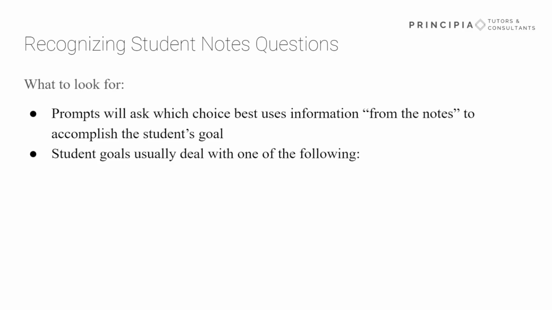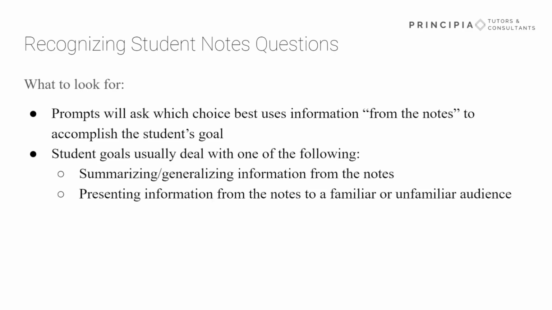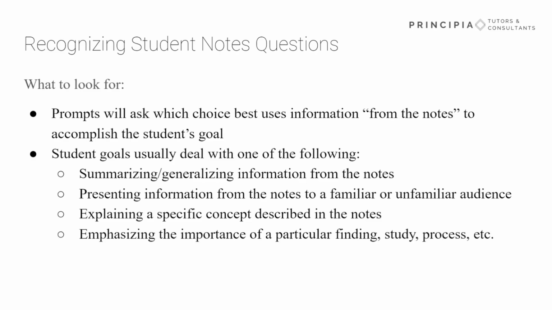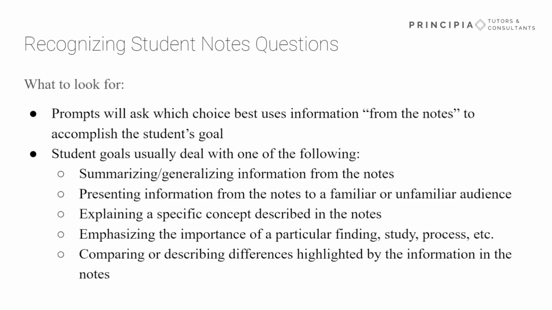Student goals will usually deal with one of the following. You're going to have to summarize or generalize information. You'll need to present information to a familiar or unfamiliar audience. You'll need to explain specific concepts described in the notes. You'll need to emphasize the importance of particular findings, studies, processes, etc. Or you'll need to compare or describe differences highlighted by the information presented in the notes.